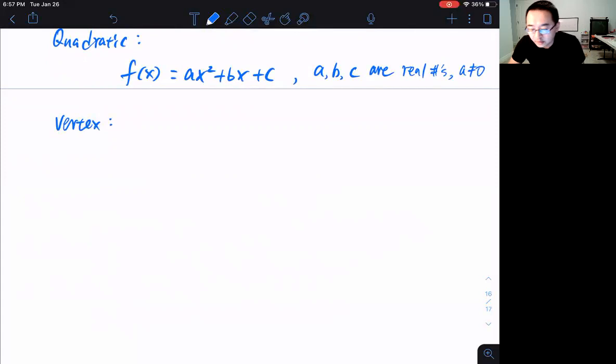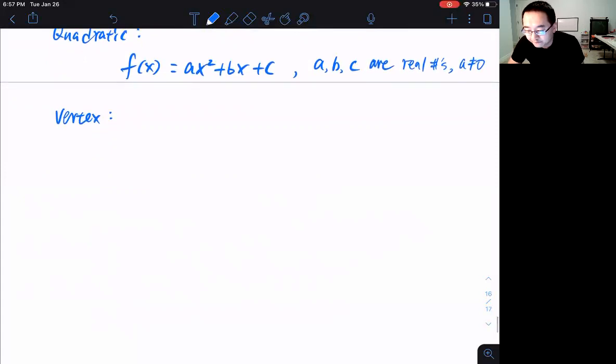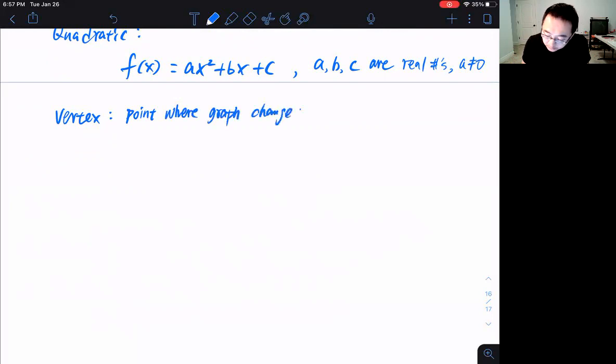Okay, the vertex is where your graph changes directions, if you will. So this is the point where your graph changes directions. If it was decreasing, that's the point where it starts increasing. If it was increasing, that's the point where it starts decreasing. We call that the vertex, okay?